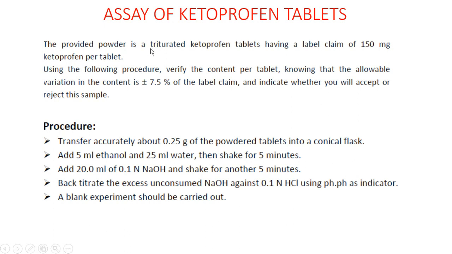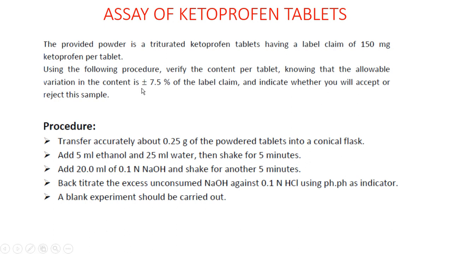The provided powder is a triturated ketoprofen tablet having a label claim of 150 mg ketoprofen per tablet. And there are two versions, one for group A and the other for group B. For group A, you are going to work with 150 mg, while group B, you are going to make this assay for ketoprofen tablets containing what? 100 mg ketoprofen per tablet. So be careful with the calculation.